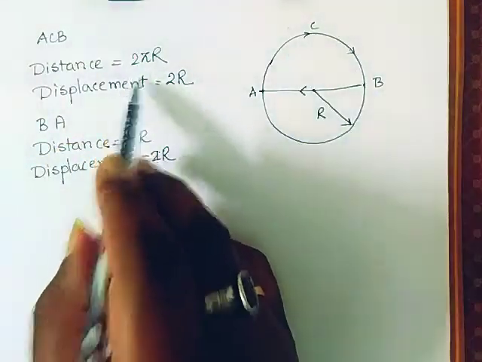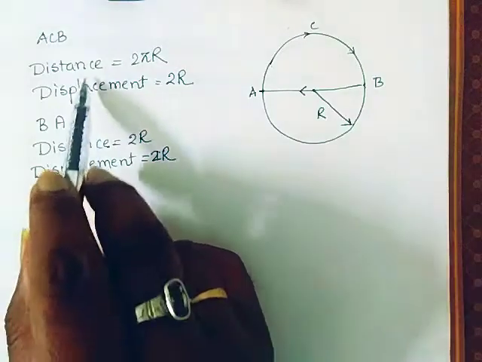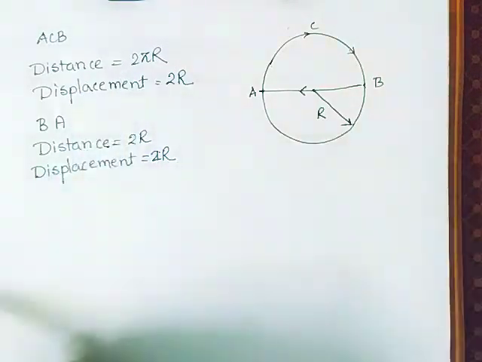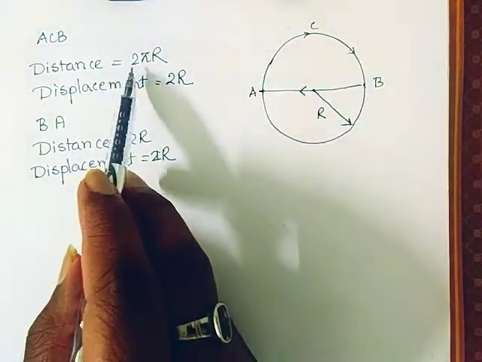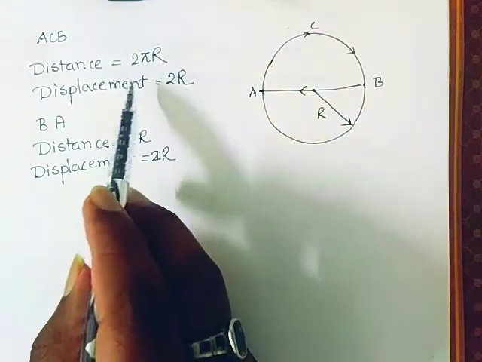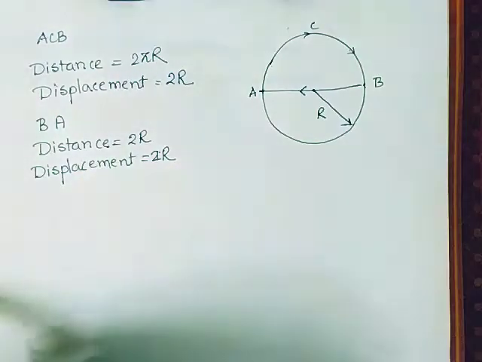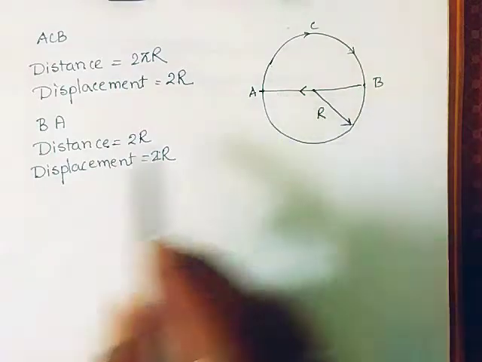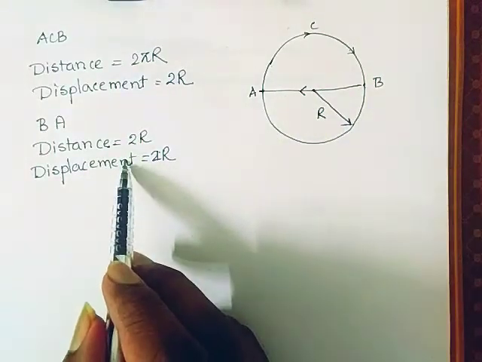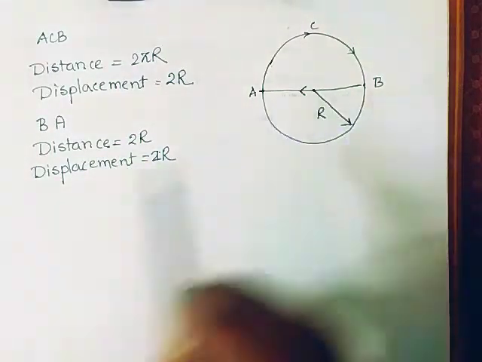So from it we can see the distance and the displacement in the ACB, in the curved path, are different. The distance is 2 pi r and the displacement is 2r. So displacement is less than that of the distance. Now it is the BA path. The distance and displacement are equal since it is a straight path.